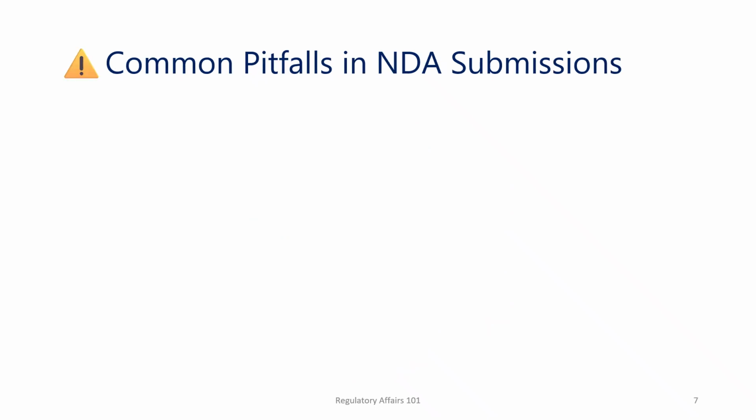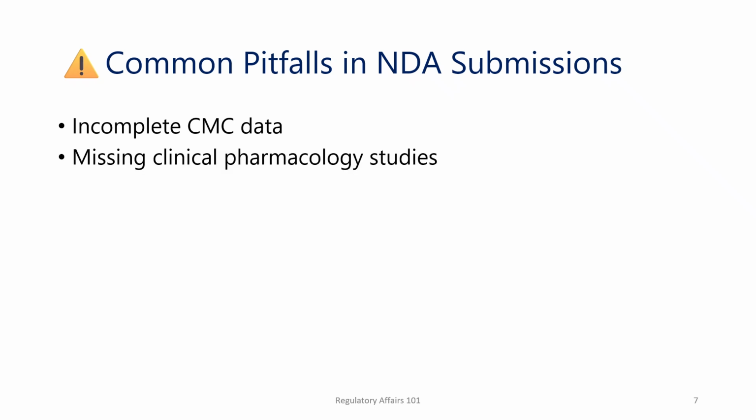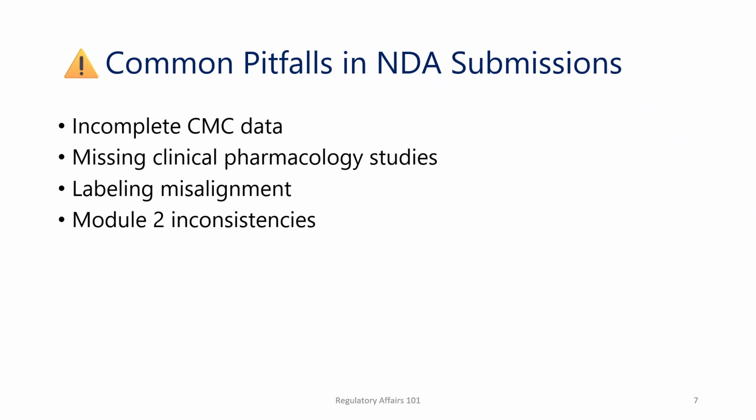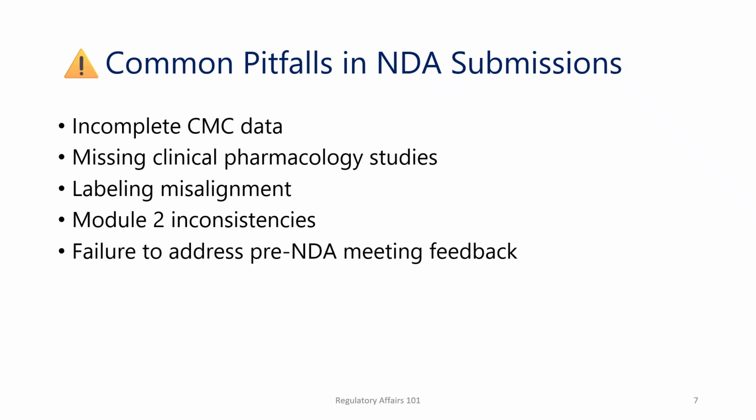Some of the most common issues that delay approval include incomplete or inconsistent CMC data, missing clinical pharmacology studies, labeling that doesn't match the clinical evidence, Module 2 summaries that don't align with Modules 3 through 5, and failing to incorporate FDA feedback from the pre-NDA meeting. These are all avoidable with strong planning and cross-functional coordination.